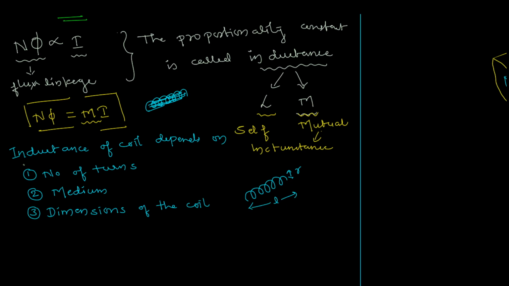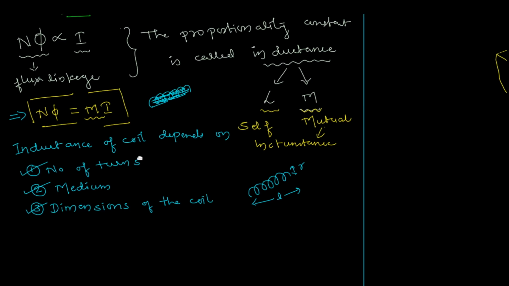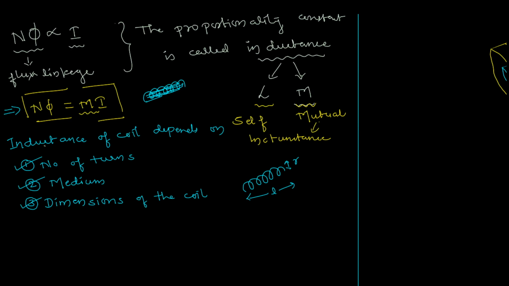So it depends on those things and nothing else. It depends on the number of turns, the medium inside the inductor, and the dimensions of the inductor. It appears that it depends on magnetic field or current or area, but it does not depend on those quantities, and we'll see why as we proceed later. So those are the quantities on which inductance depends.